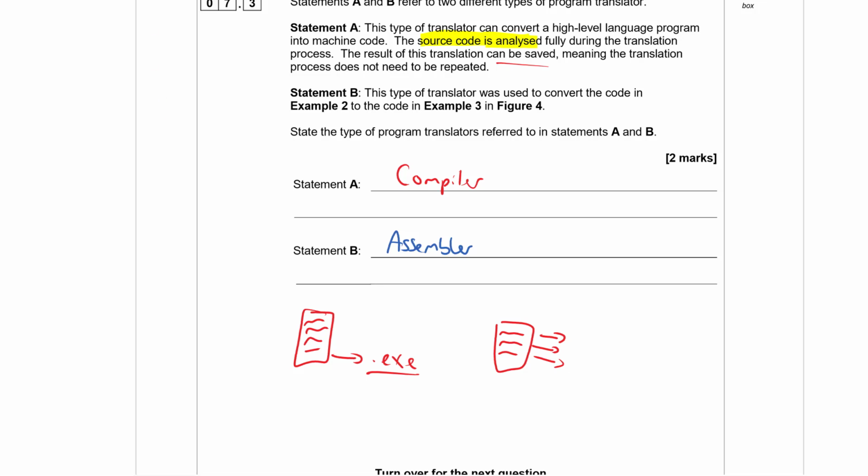A compiler will also produce this file, which you can send people. All you need to send is this file, not the actual source code. So your source code can be kept private because this file is just in binary. An interpreter, if you want to send the program to somebody else, you've got to send both the interpreter and the source code, so it's less private.